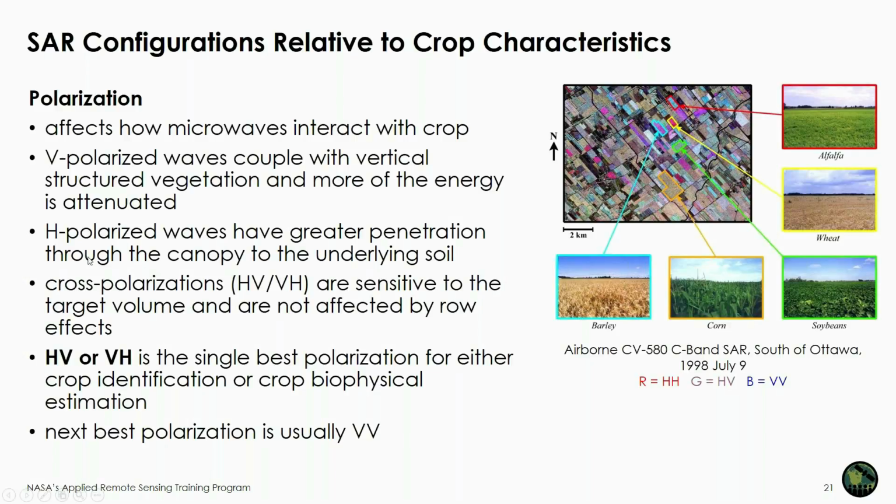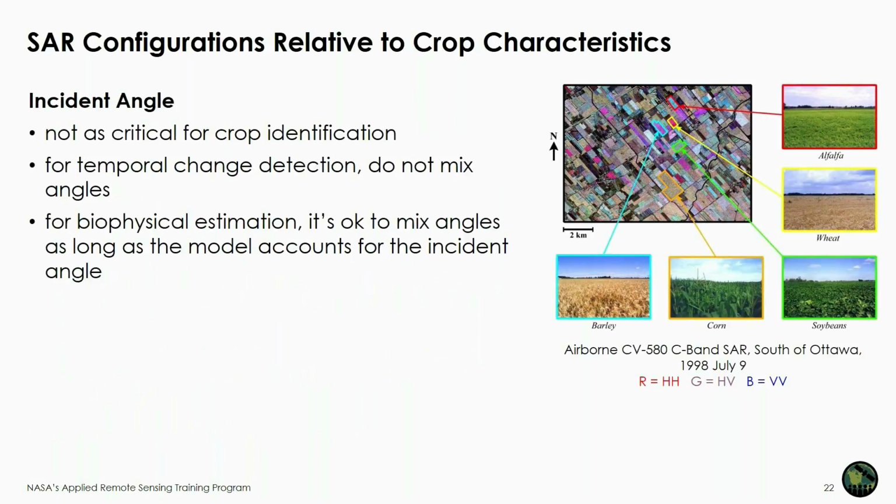But by and large, the best single polarization, whether we're talking about identifying different crop types, so for crop classification, or for deriving biophysical parameters, is the cross polarization. So that tends to be the single best polarization, and that's because that cross polarization is really interacting with the crop canopy and is primarily creating multiple scattering events within the crop canopy, and that tends to be very much related to the type and condition of the crop. The next best polarization tends to be the vertical polarization.